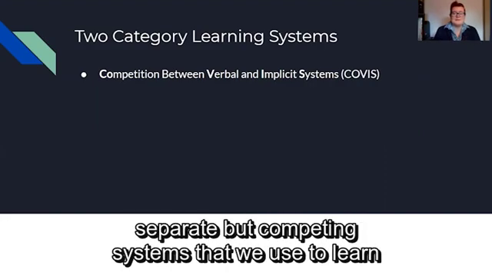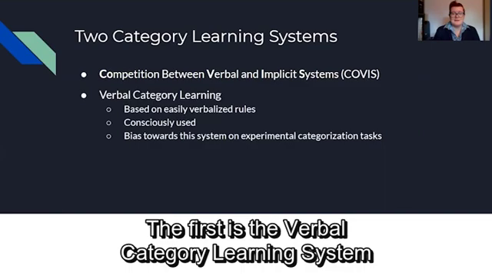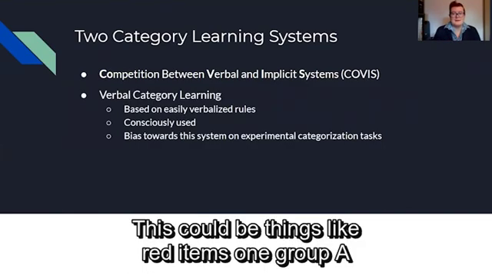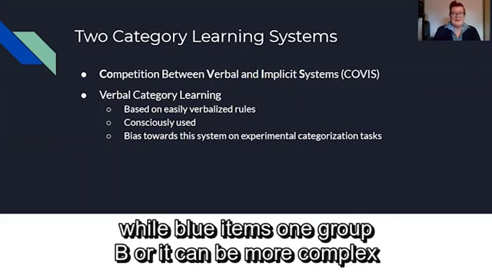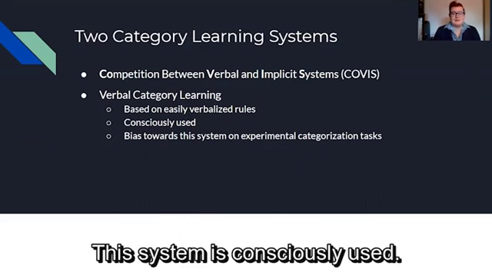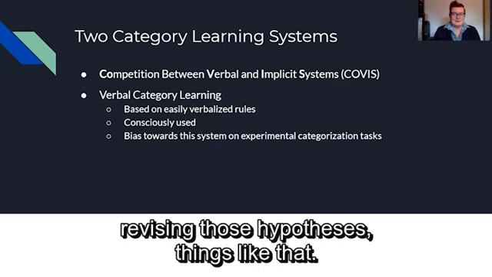are two separate but competing systems that we use to learn different kinds of categories. The first is the verbal category learning system, which is based on easily verbalized rules. This can be things like red items belong in group A, while blue items belong in group B, or it can be more complex, consisting of a series of rules, things like that. This system is consciously used. It operates through hypothesis testing, revising those hypotheses, things like that.